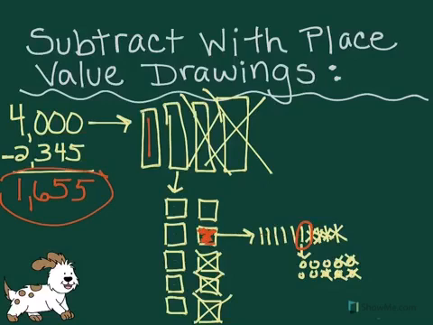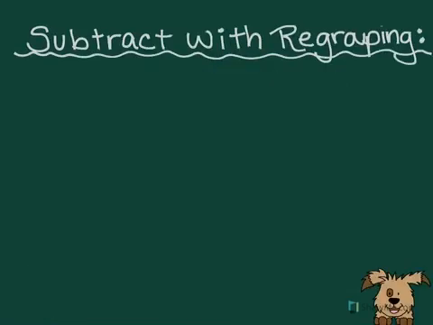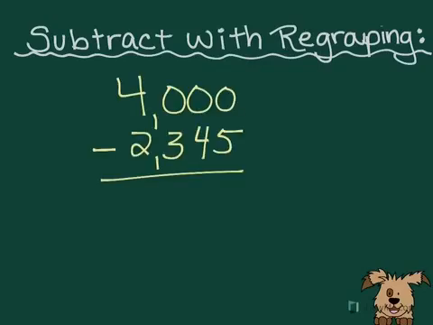My strategy was to subtract with place value drawings. But is there an easier, quicker way than drawing out each step? Let's see. I can simply subtract with regrouping. In this example, it's the same as my place value drawings.